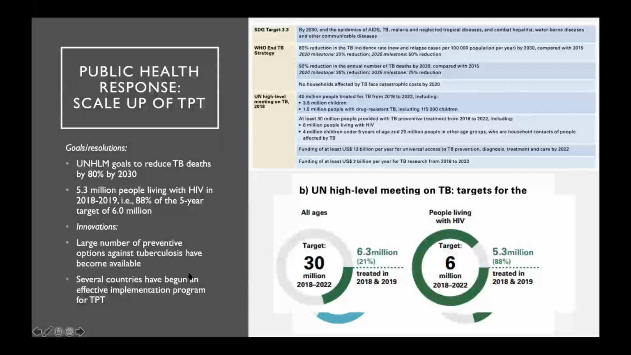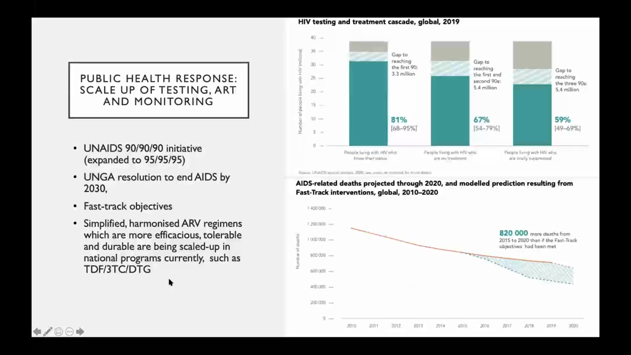Just to show you that the target is to reach 30 million people across all ages with TPT, and currently we have achieved 21% of that target as of 2018-2019 data. And moving over to HIV, it's worth noting that we have the UNAIDS 90-90-90 initiative, where people living with HIV who know their status is the first 90.